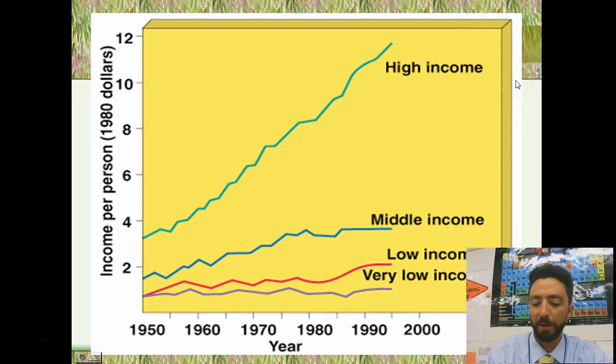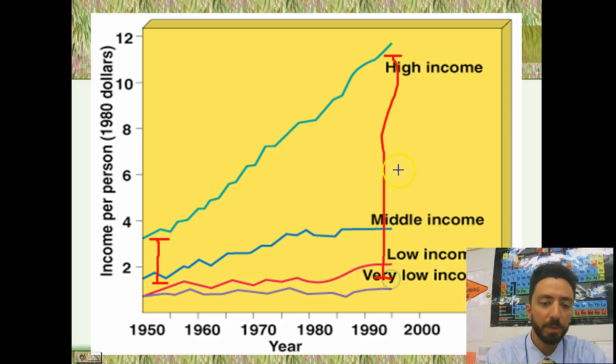This graph here kind of shows our income disparities, and you can see that over time, our disparities gap between our high income and our lower incomes is growing. And this graph doesn't show all the way up to today, but you can see just how much of a difference there's been in the last 50 years in our income per person in 1980 dollars.